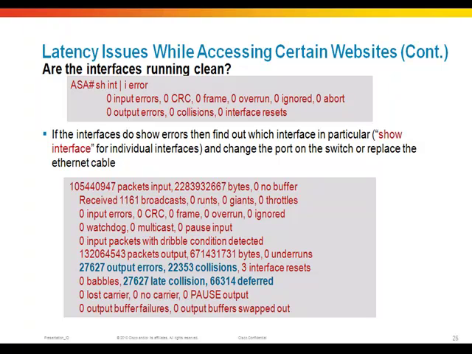If not, if you see any of those counters, overruns, input errors, collisions, increment, then we need to identify which of your interfaces. You may have an inside, outside, a DMZ1, a DMZ2. We need to identify which of those interfaces is the one showing these errors. You do that by specifying show interface E0 or show interface E1 or show interface gig0/1, whichever is appropriate. If you do a show IP, it will show you all the interfaces configured, and issue a show interface for each of those interfaces and see which one shows these errors.